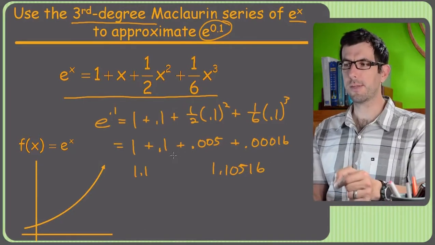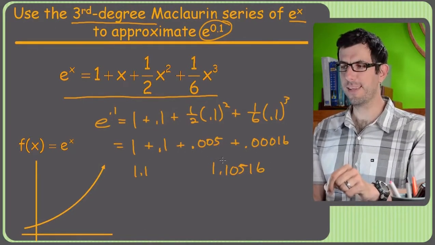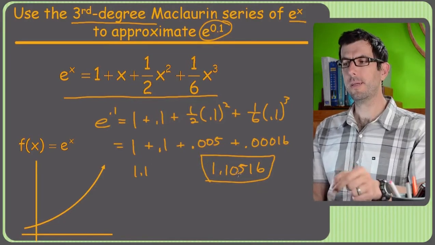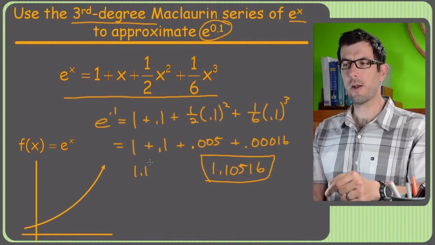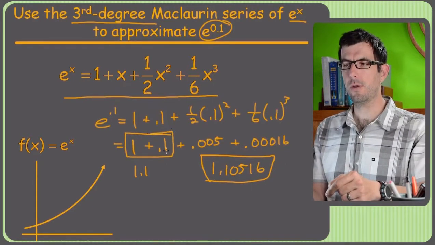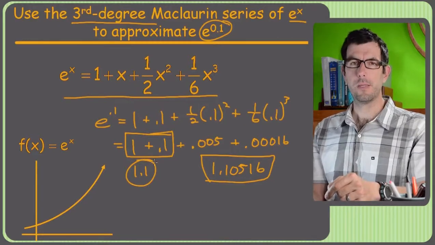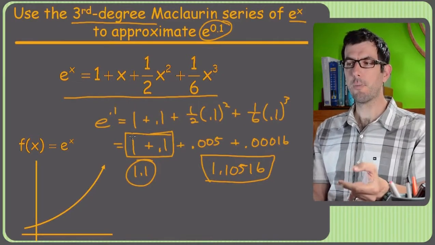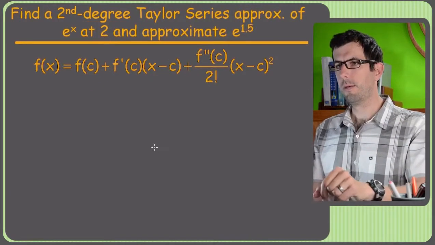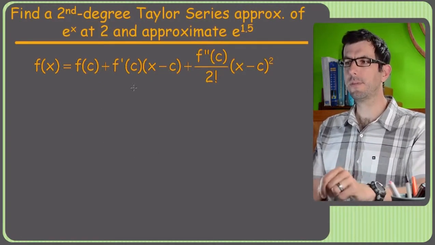Although you didn't have to. I mean, you could have just whipped these up. Anyway, the point is that our third degree approximation is 1.10516, and our first degree approximation, just the linear approximation alone, was 1.1. So in this particular case, the linear approximation was awfully good. But that's what we'll ask you to do, is just find an approximation of something.